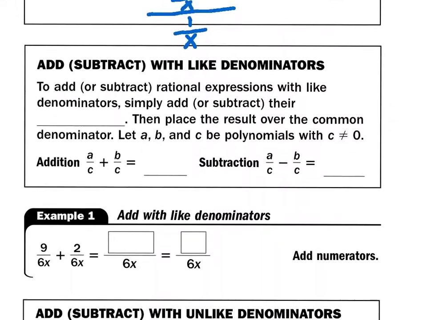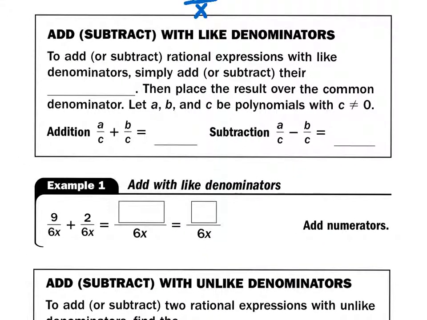To add or subtract with like denominators, all you have to do is add the numerators. So that would be a plus b over c. Subtraction would be a minus b over c. This works the same way as if you had 3/4 plus 1/4. So example 1, add with like denominators.